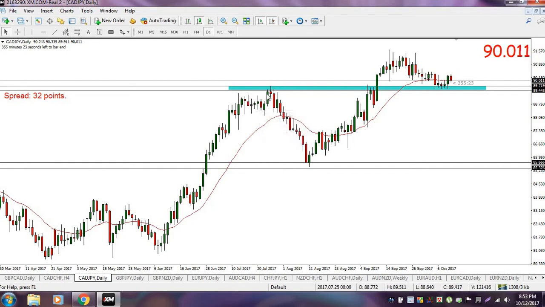People are losing interest to buy from this area. Instead, people are selling from this area, and the sellers are getting stronger. You can see the sellers are stronger. There's a big red candle coming, and here we come to the support area.